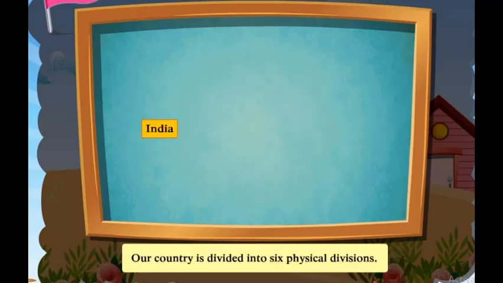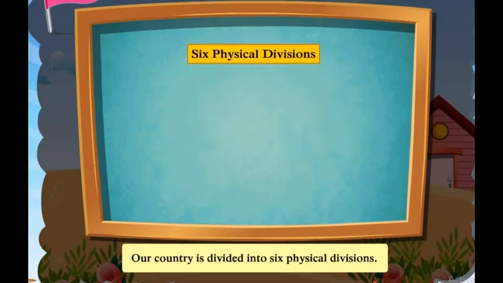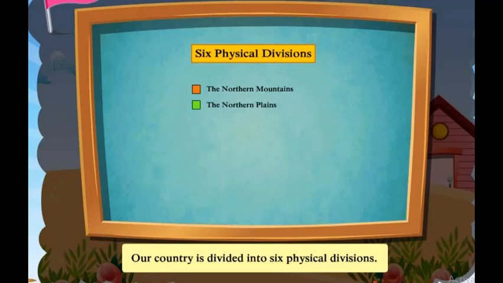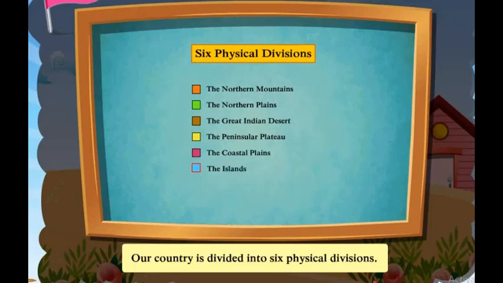Our country is divided into 6 physical divisions: the Northern Mountains, the Northern Plains, the Great Indian Desert, the Peninsular Plateau, the Coastal Plains, the Islands.